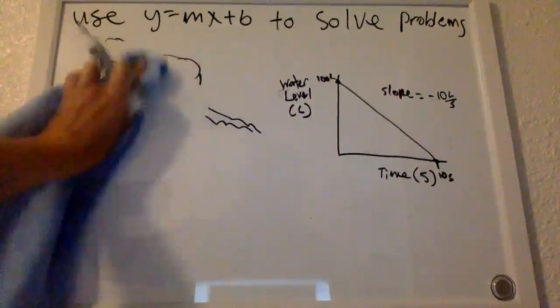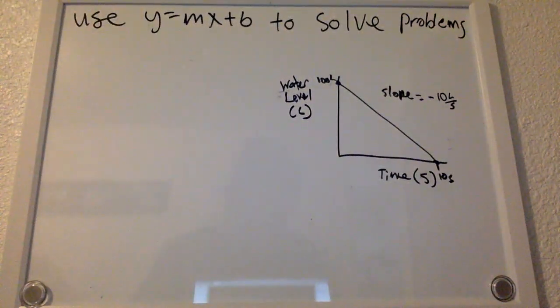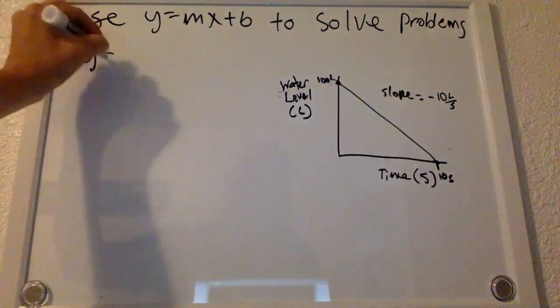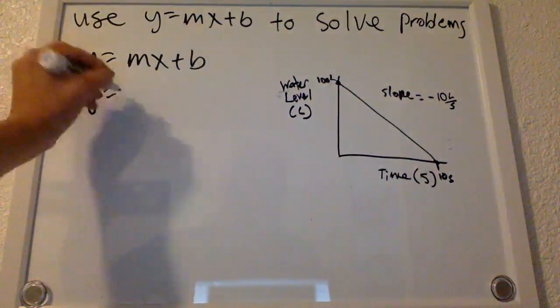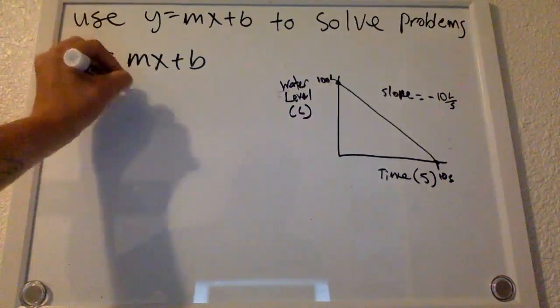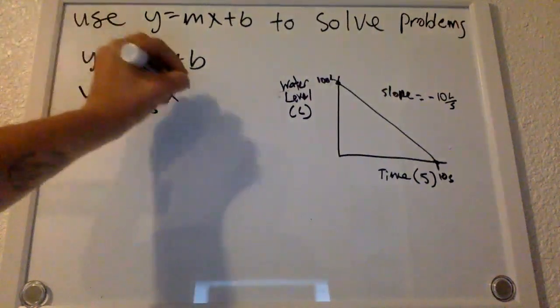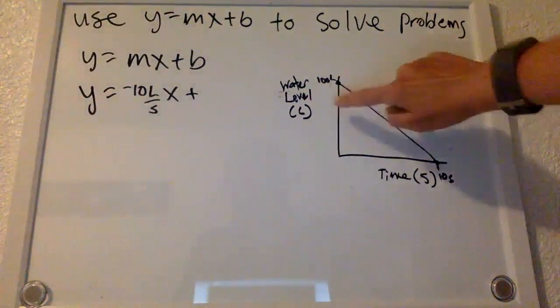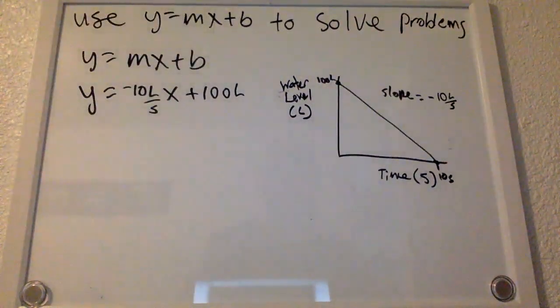All right, so how we use y equals mx plus b for this is first we just find the equation of our line. So y equals mx plus b, and the equation of our line is y equals, I said the slope is negative 10 liters per second. So negative 10 liters per second times x plus our y-intercept is 100 liters.